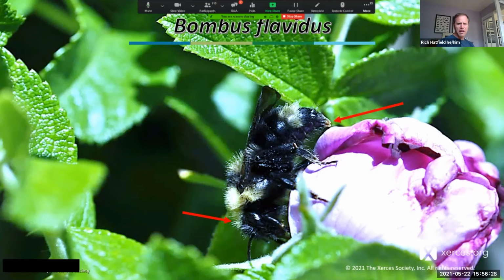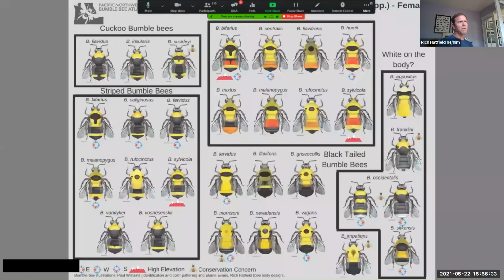With that, I will just say another resource that we've made available to you is this color pattern diagram that is available on our website. And we encourage you to bring it with you out in the field. And Joel would like me to remind you all that there's a lot of information on here beyond just the color groupings. So what we've done here is we've grouped these species by the cuckoo bumblebees are here and the striped bumblebees are here. These are the bumblebees that might have red on them. And these are bumblebees that would have white on them. And then these are our black-tailed bumblebees where black goes all the way to the back of the abdomen.